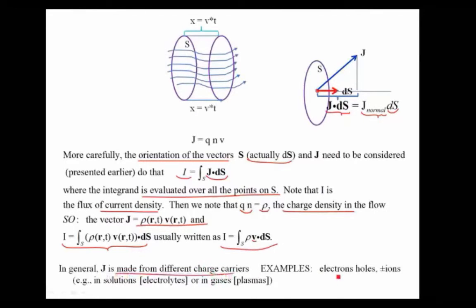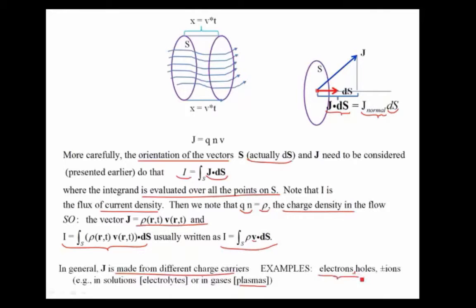J can be made from different charge carriers. So for example, you may have electrons, you may have holes, you may have plus and minus ions. In solutions, for example, you're likely to have ions. And in plasmas, you're very likely to have ions. In fact, I don't think you can have a plasma without ions. If you have a semiconductor, normally it contains both electrons and holes as charge carriers. One will go one way, the other will go the other way when you apply a voltage.